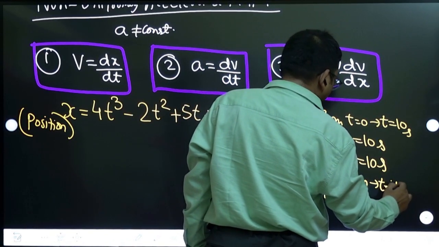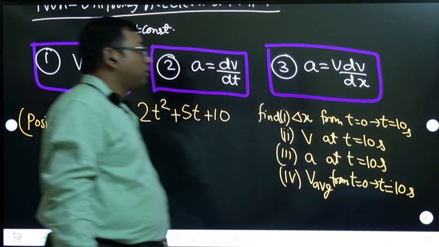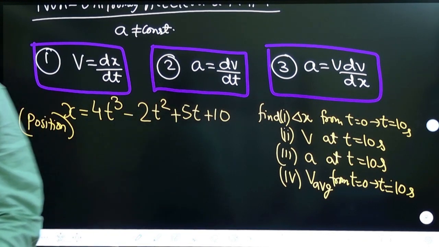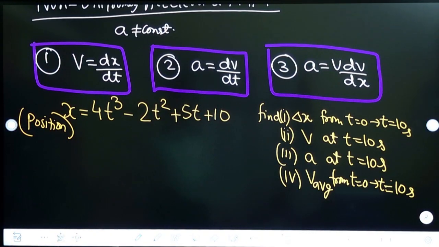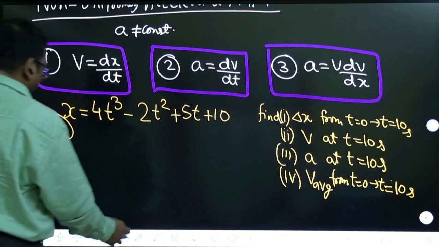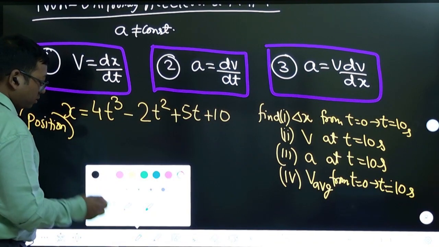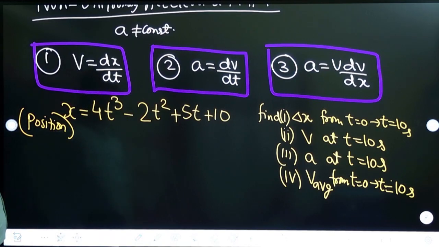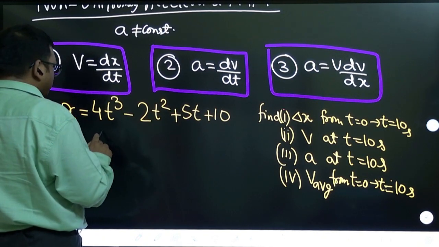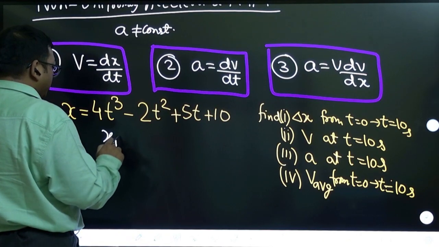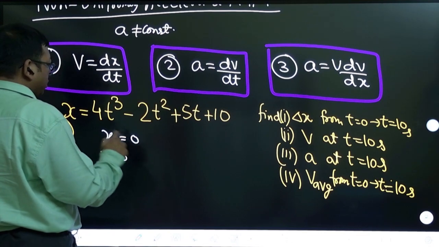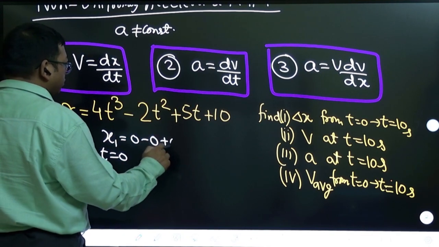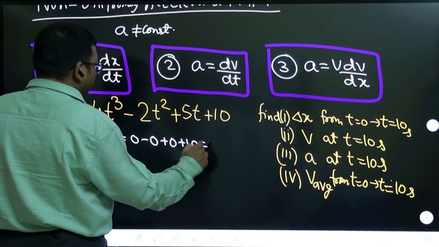Let us try to solve these questions quickly. Yes, you have to substitute. So initially x1, when time is 0, what will it be? This is 0, this is 0, this is also 0, this is 10. So the initial position is 10.